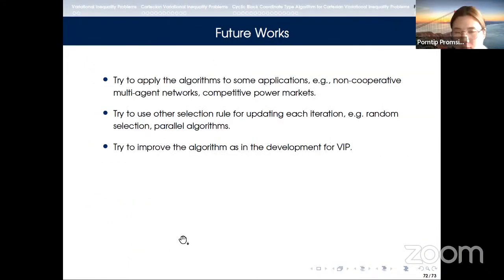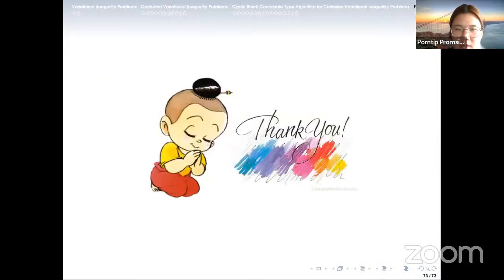So for the next work, I will try to apply our proposed algorithm to some applications, for example, non-cooperative multi-agent networks, competitive power markets, and some machine learning, like big data. If you have some suggestions, please. Next, I will try to use other selection rules, for example, a random rule or a parallel algorithm also. And I will try to improve the algorithm for the Cartesian variational inequality problem, as in the development of algorithms for the variational inequality problem. So on. Thank you very much.